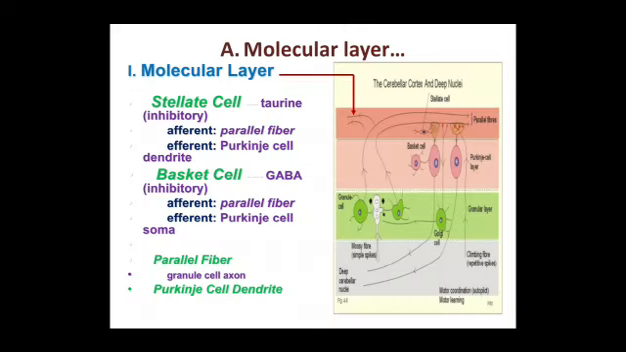Now we'll take up each of these layers separately. In the molecular layer, we are going to find the stellate cells and basket cells. Stellate cells receive afferents from the parallel fibers and send efferents to the Purkinje cells, mainly the Purkinje cell dendrites. Basket cells receive afferents from the parallel fibers and send efferents to the Purkinje cell soma. Apart from this, we are going to find the parallel fibers, which come from the granule cell axons, and Purkinje cell dendrites.